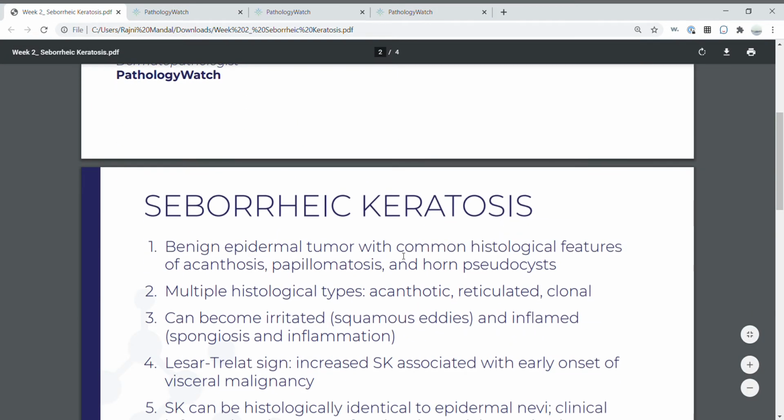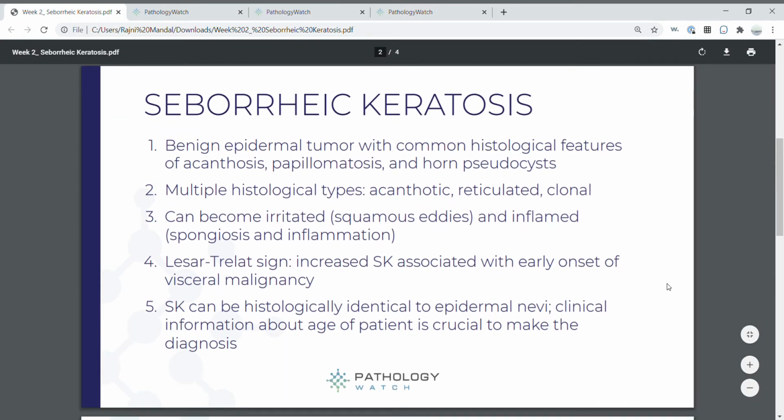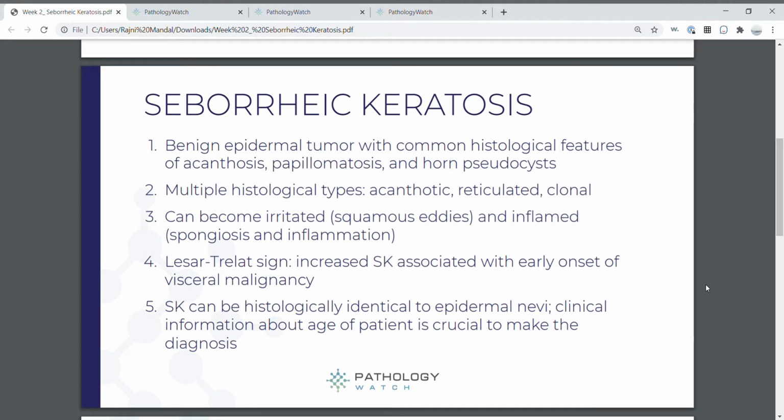So here are today your 5 flashbacks or important things to remember about seborrheic keratosis. This is a benign epidermal tumor with common histological features of acanthosis, papillomatosis, and horn pseudocysts. There are multiple histological types, such as acanthotic, reticulated, and clonal. They can become irritated and form squamous eddies and inflamed, which can lead to spongiosis and inflammation.